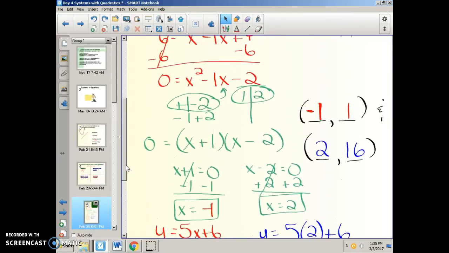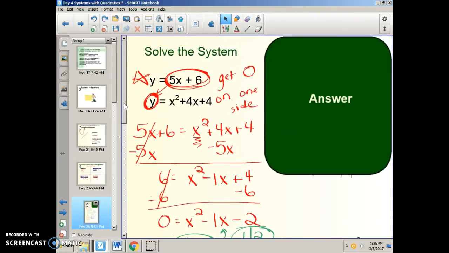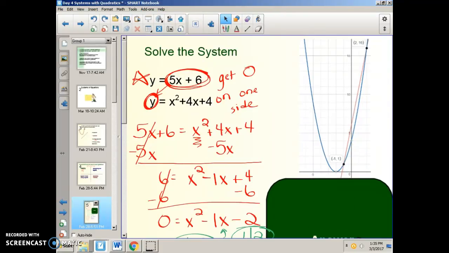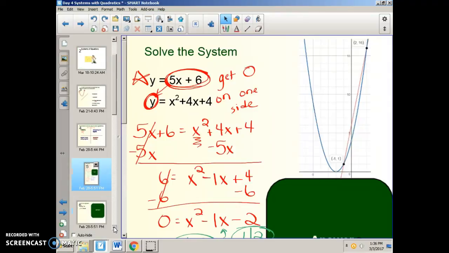Let's go up to the top and check our answer. I pull down the box. They cross at negative 1, 1, and 2, 16. Awesome. That is exactly what we found. The blue is the parabola. That's the x squared plus 4x plus 4. The red is the linear. That's the 5x plus 6. So those two graphs cross at exactly those points. Awesome.